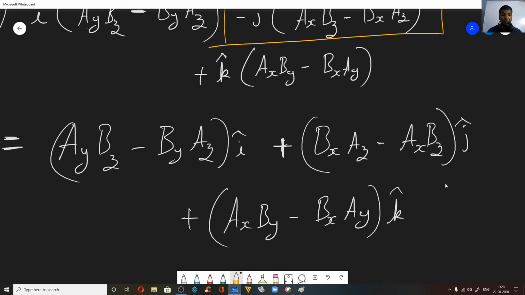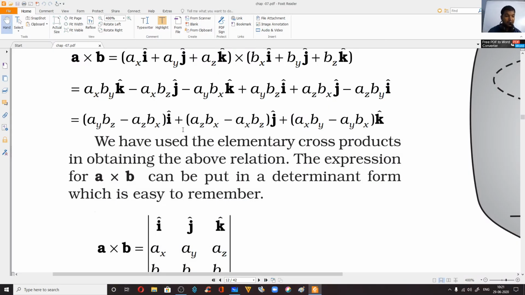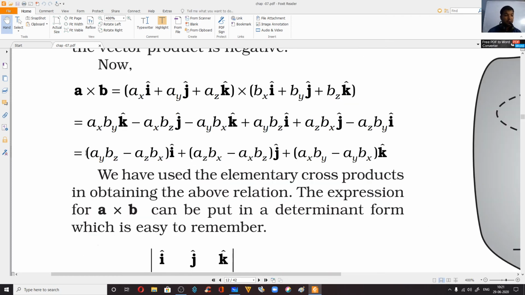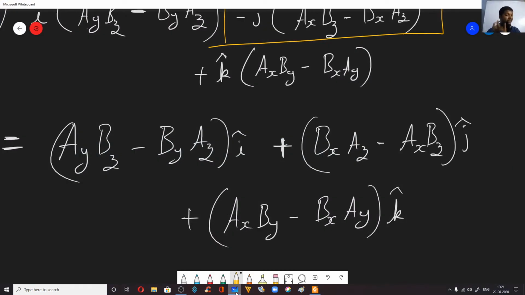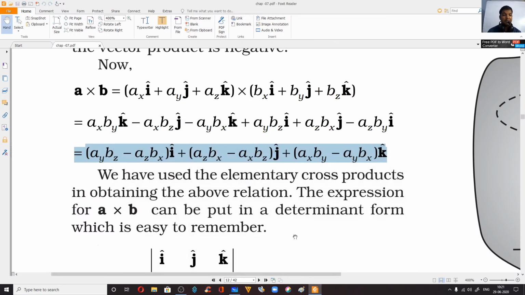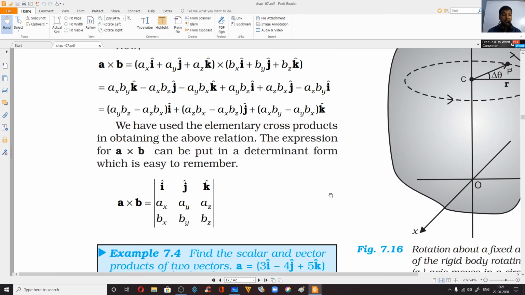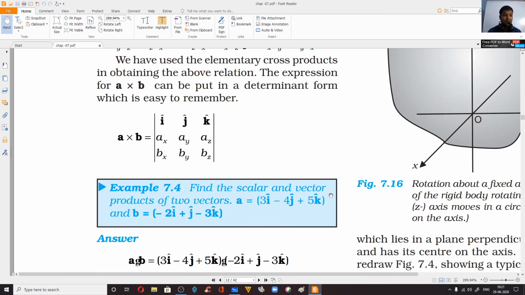Now let us see if we have got the same answer. Yes, as you can see, we have got the same answer here. You can take a look at this particular thing. If you look at it, we have got the same answer. So this is how you can evaluate the cross product, or vector product.